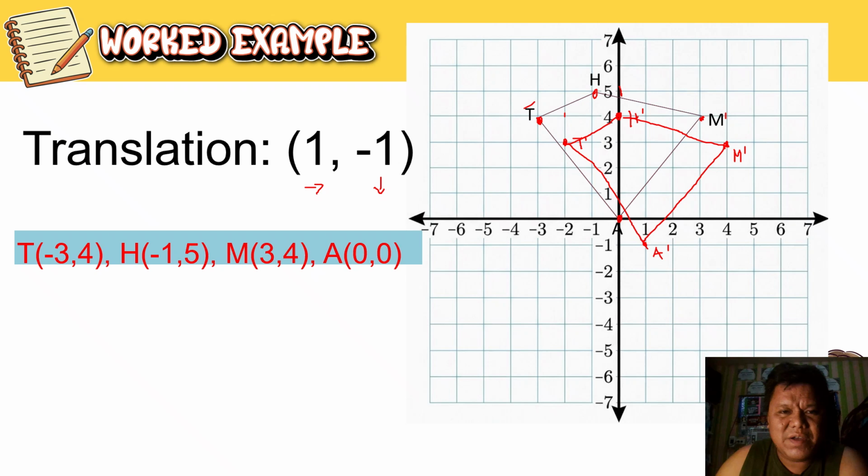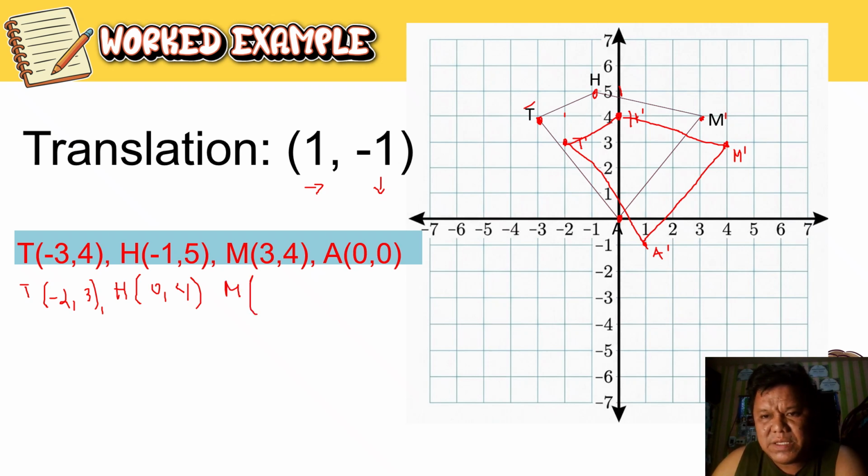Then after that, identify the coordinate points of each. Our T now is (-2, 3). H is (0, 4). M is (4, 3). A is (1, -1). So that's the image.